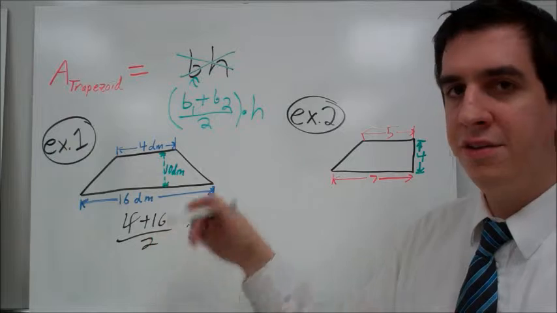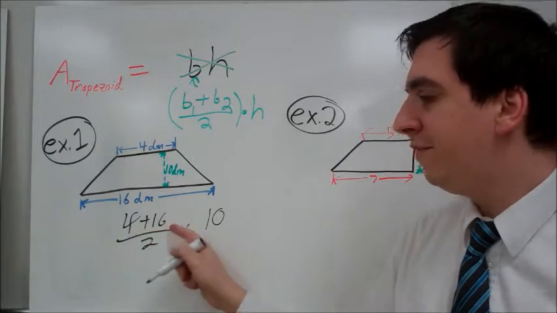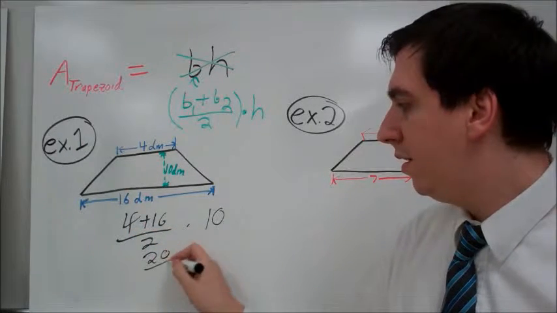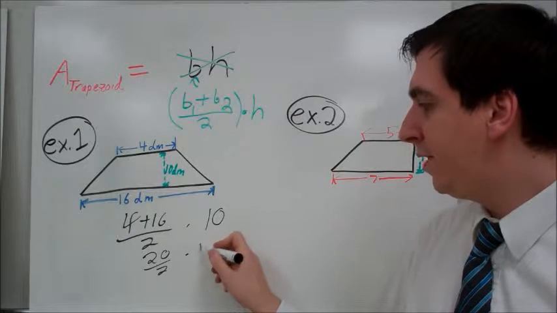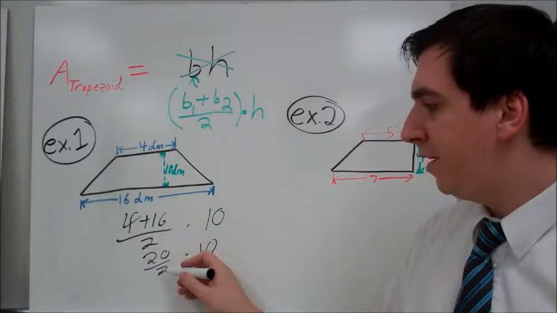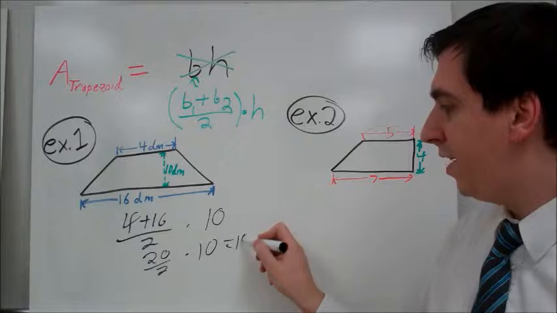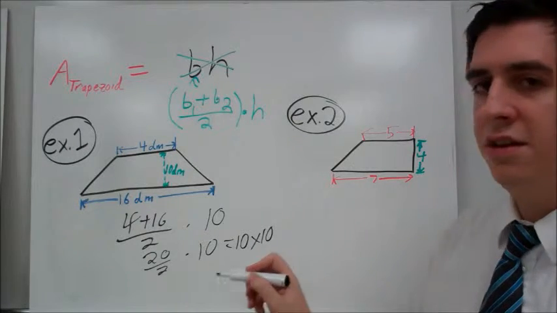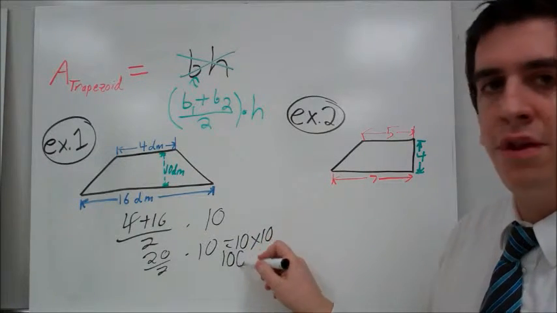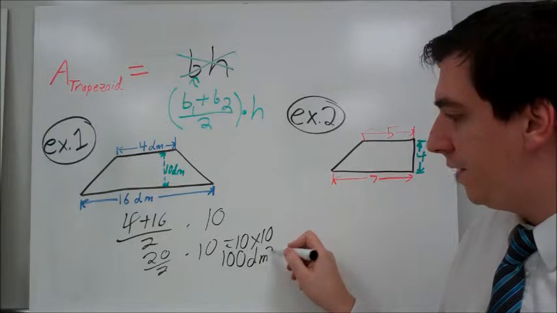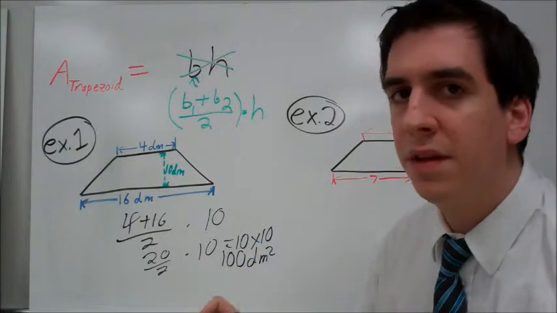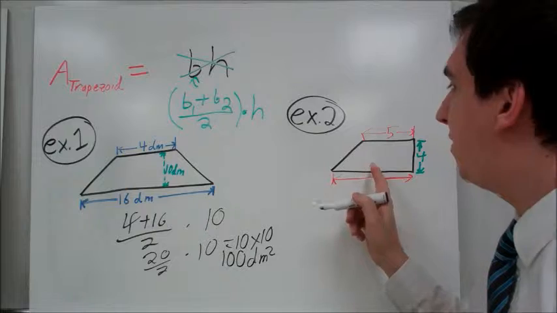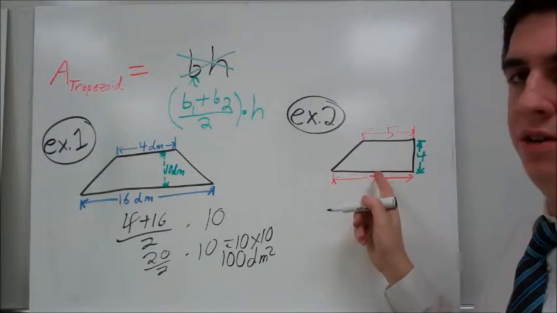4 plus 16 is on the top of the fraction, so we'll do that first. That's 20. 20 over 2 times 10. 20 divided by 2 is 10. So now we have 10 times 10. And that gives us 100 decimeters squared. Another example here, this is a different kind of trapezoid.